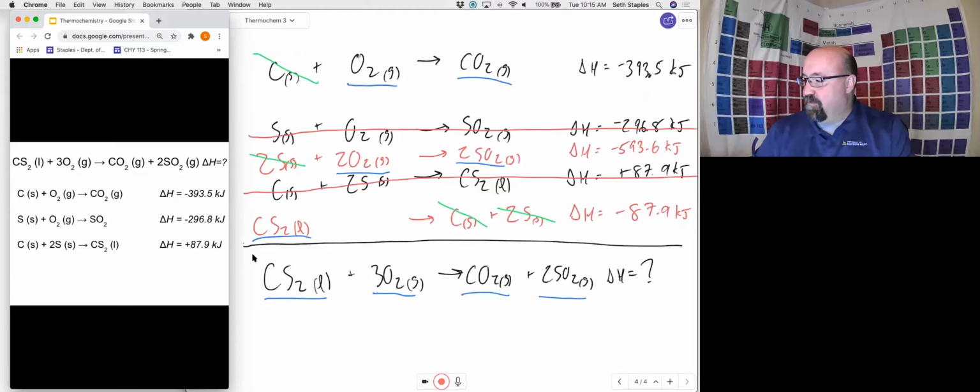And so negative 393.5 plus a negative 593.6 plus a negative 87.9 give us a final enthalpy of this reaction of negative 1,075 kilojoules. And there we have it. We've done all the manipulating that we need, so we just add them up.